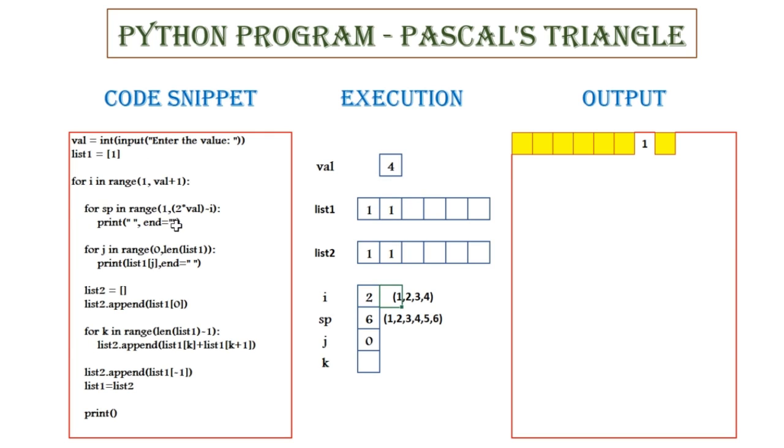For SP in range of 1, 2 into val. So 2 into val is 2 into 4 which is 8, and 8 minus I. The value of I is 2. So 8 minus 2 is 6. And the value of SP is now going to be range of 1 to 6. But since the last value is excluded, it is going to consider only 1 to 5.